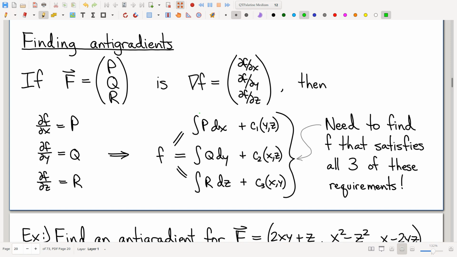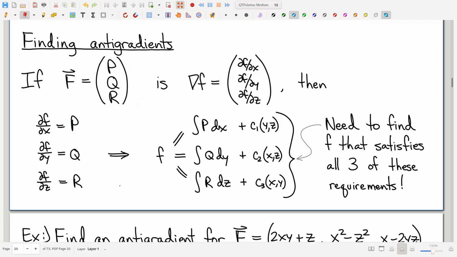Promised I would show you how to find them. Here we are. Okay. So, you've got some vector field. You would like to know how to find the anti-gradient. Keep in mind the anti-gradient is that function. It's the thing whose gradient is that vector field.